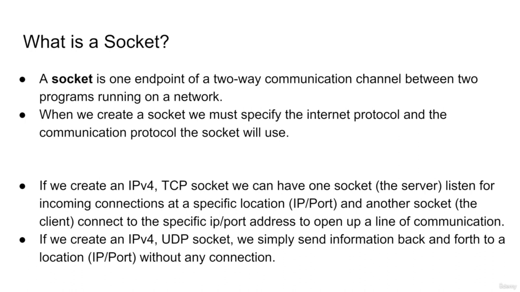In contrast, if we create an IPv4 UDP socket, we'll just create the sockets on both ends, and we'll simply start sending information back and forth to a given location without any connection. If we know the IP address and the port address our server is running on, we're not going to connect to it. We're just going to start sending information to it in hopes that it gets there. So in the next couple of videos, we'll start looking at the socket module for Python and how we go about creating IPv4 TCP sockets and IPv4 UDP sockets, and some of their similarities and differences.